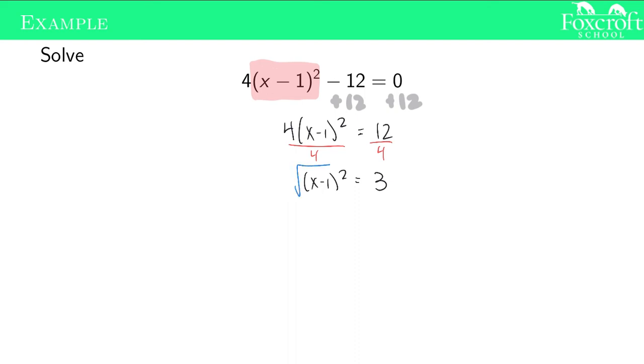So now I take the square root. And x minus 1 is going to be equal to plus or minus the square root of 3. We can't simplify the square root of 3 at all, so we're just going to leave it like that. And the last thing I do is add 1 to both sides. So my final answer is x equals 1 plus or minus the square root of 3. All right, so just know that sometimes there are steps you have to do after you take the square root if you had something more complicated that was being squared.